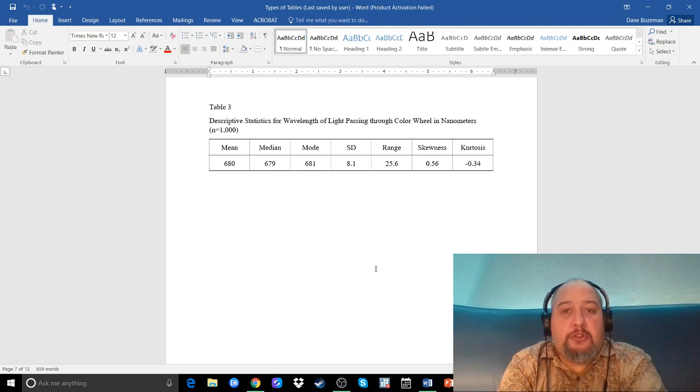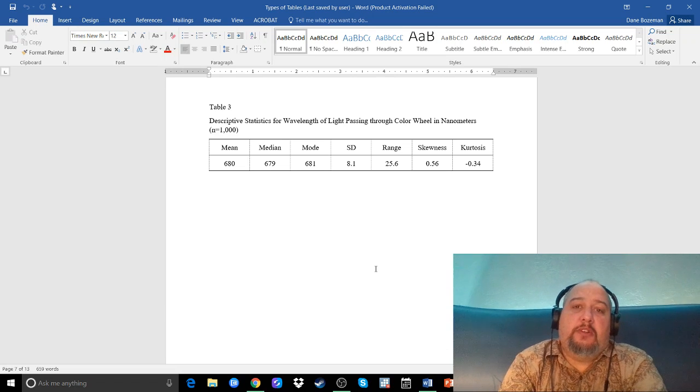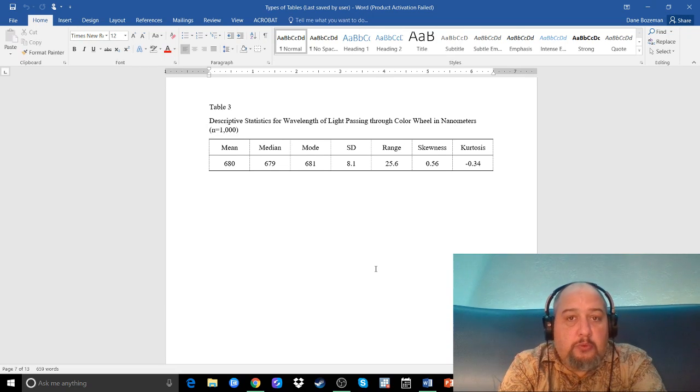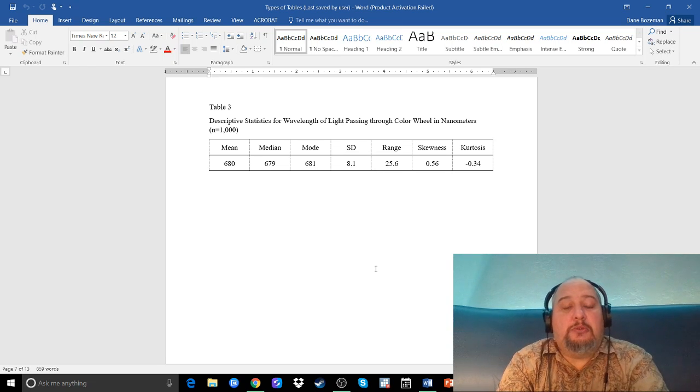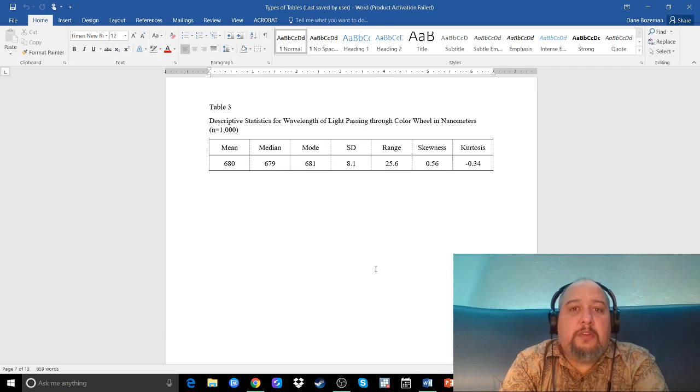Well, simply put, they're used to present the results of a descriptive analysis. What is a descriptive analysis? Well, that depends on the type of data. Since we know that we have continuous data, there are two types of descriptive analysis that I can do. One of these is univariate, and the other is bivariate or multivariate.